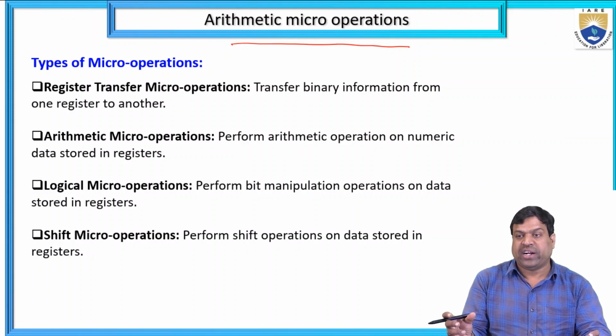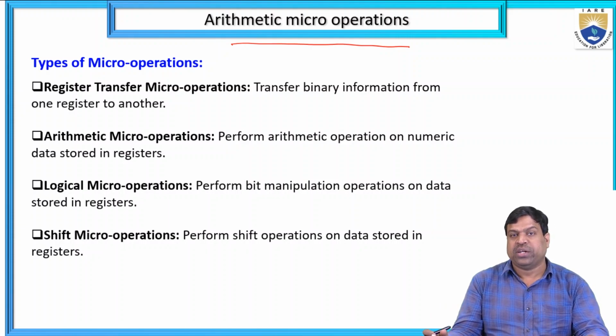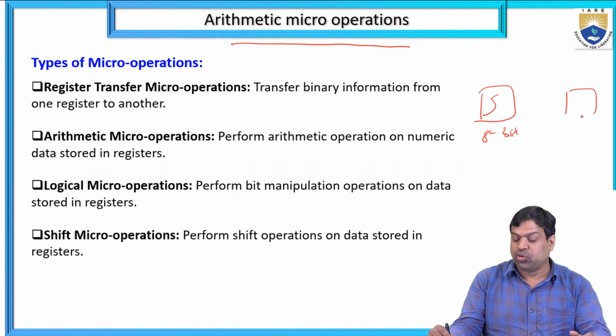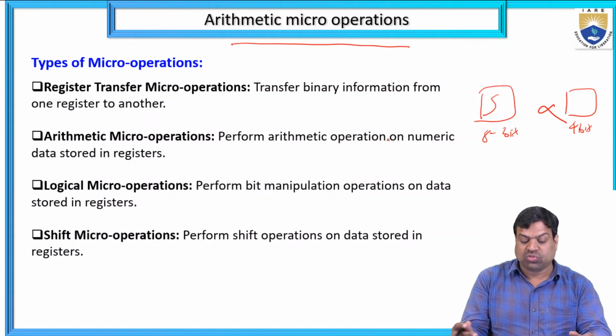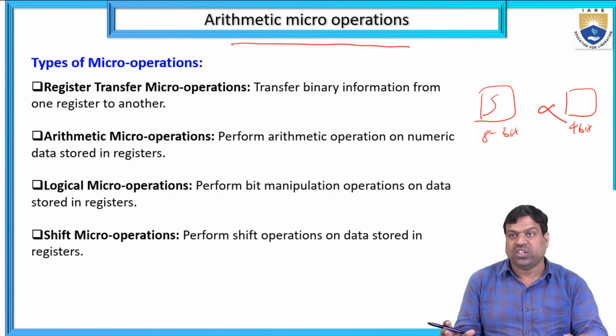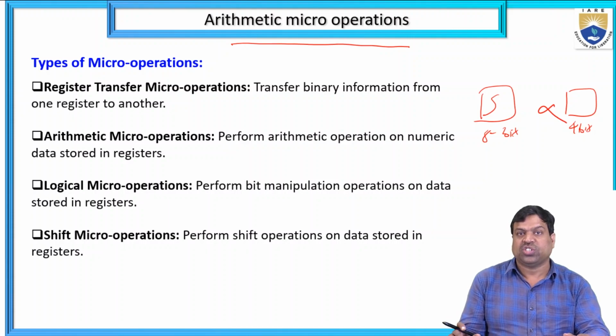Suppose I have data in an 8-bit register, and I have to transfer it to another 8-bit register. Is it possible? Yes, it is possible. But if I have 8-bit information and I have to store it in a 4-bit register, is it possible? No, it is not possible. So we have to choose the storage capacity of the register the same from source to destination.